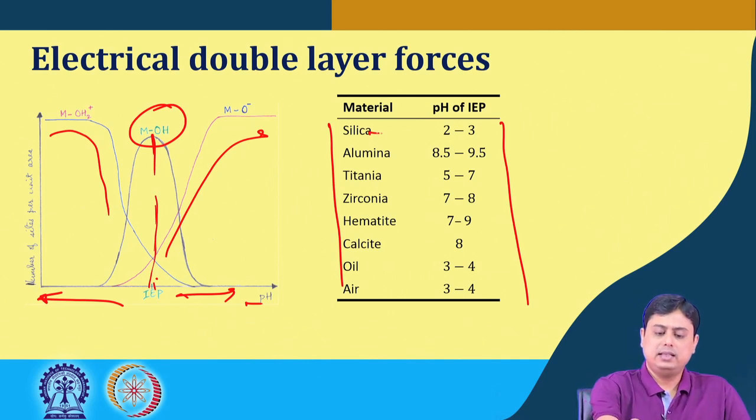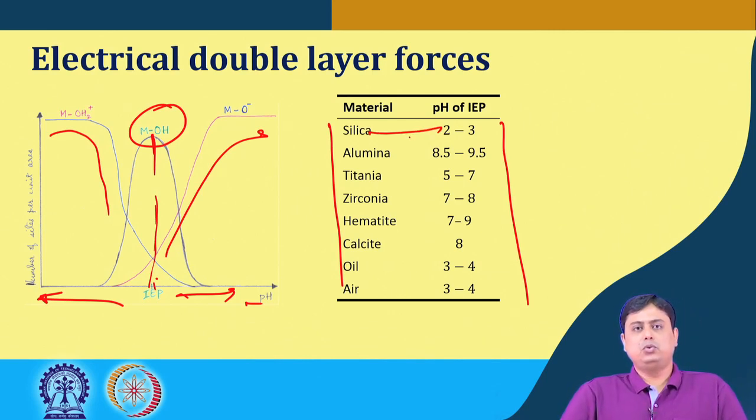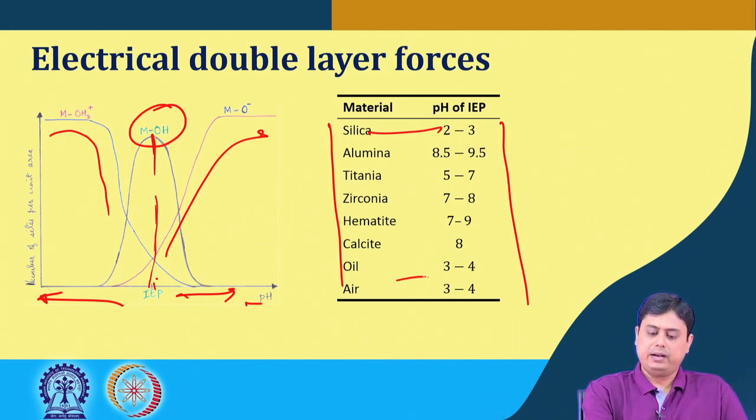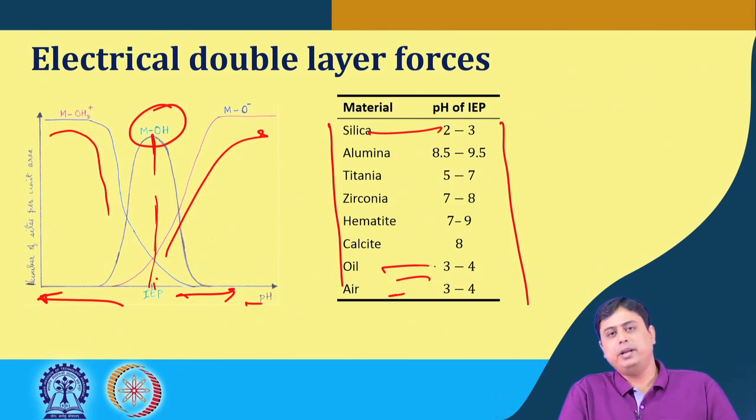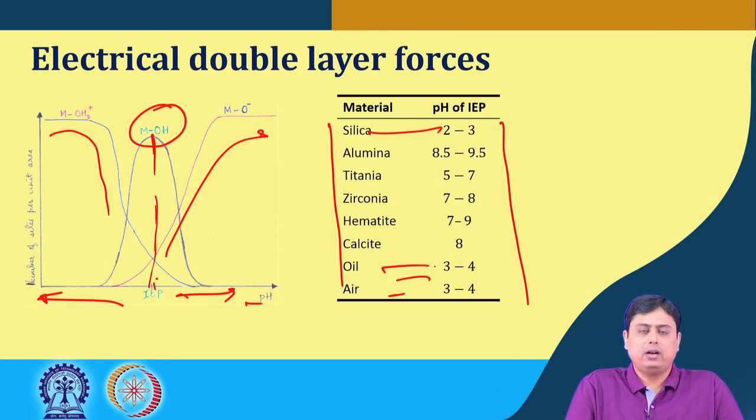So, we can see silica has an IEP of 2 to 3. Alumina, on the other hand, has 8.5 to 9.5, that is on the higher side. Oil and air are in the order of 3 to 4. So, that means depending on the material, we have different IEP values, and if the medium pH is higher or lower than that, depending on that we have surface charge development on the surface of these particles.